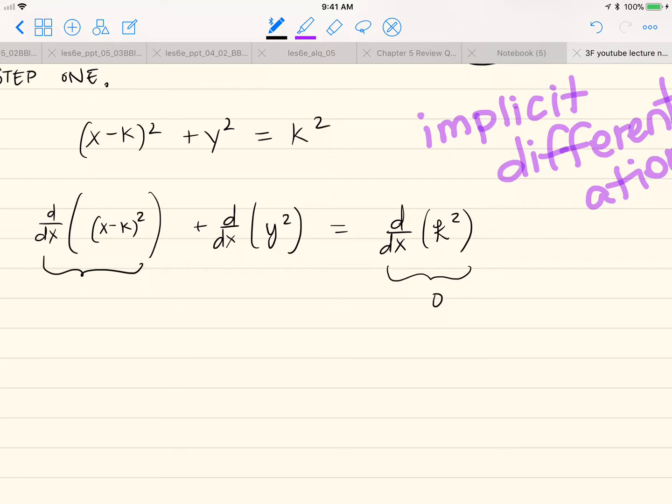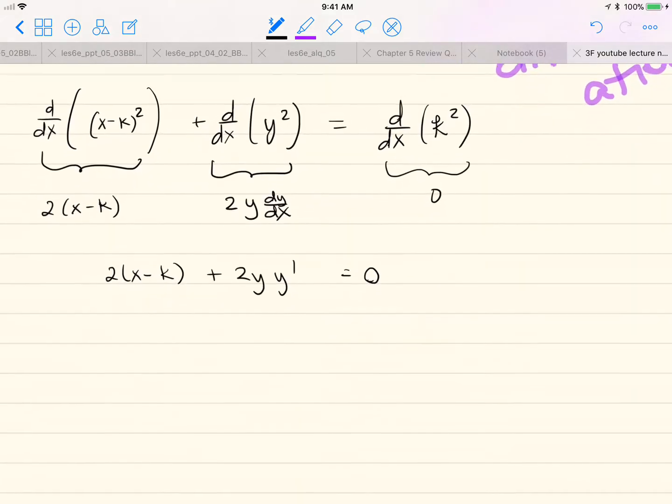Now, what about this? If I take the derivative of (x minus k) squared, I know how to do this. I'm going to use the chain rule, so I have 2 times (x minus k). That's it. And now what about the derivative of y squared? Again, this is implicit differentiation, so I'm going to have to use the chain rule, and I'll have 2 times y times dy/dx. So adding it all together, I've got 2 times (x minus k) plus 2y y prime equals 0.